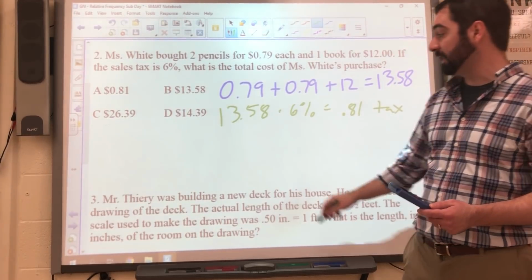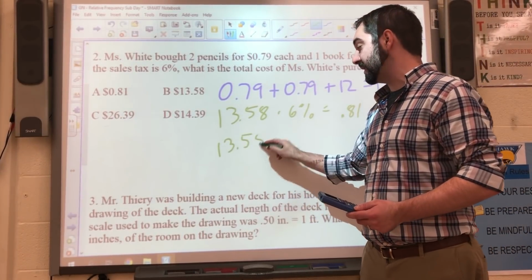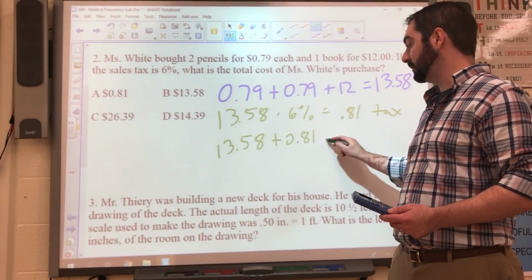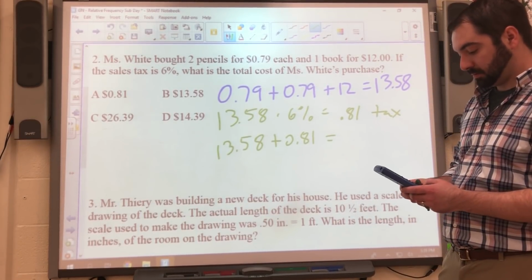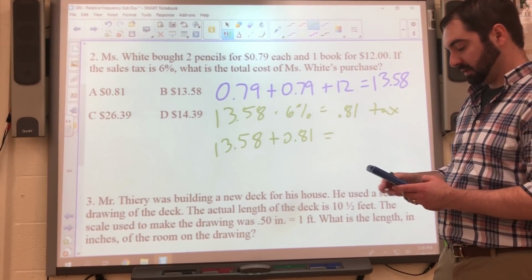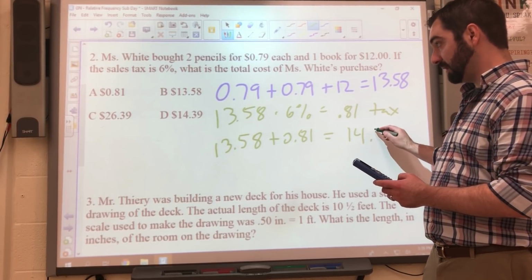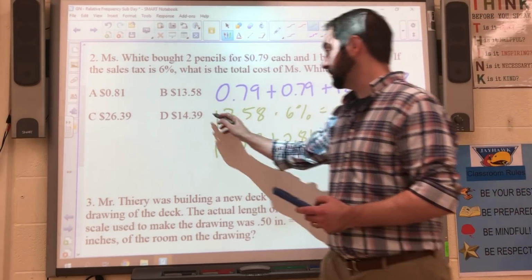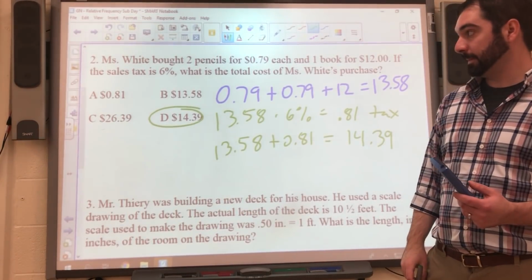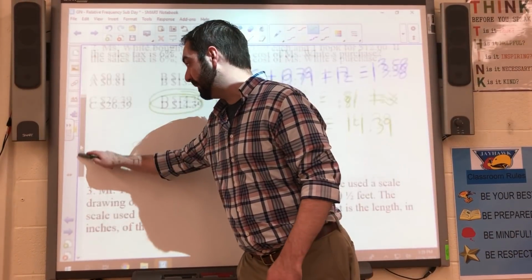Tax is an additional fee, $13.58 plus the additional tax. Gives us $14.39. Answer choice D.